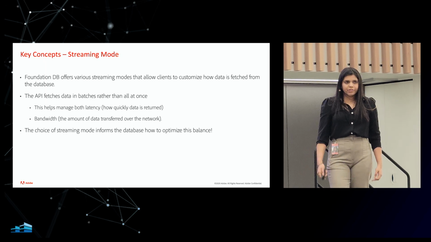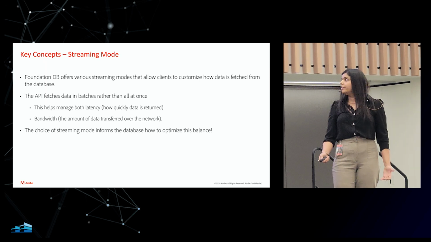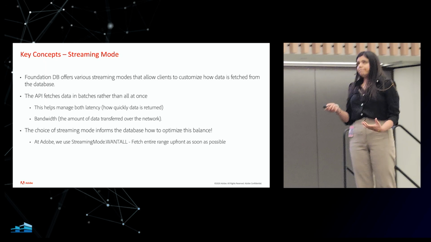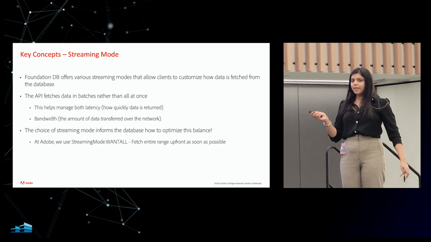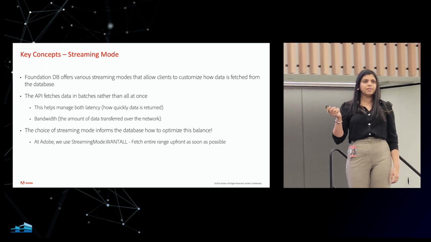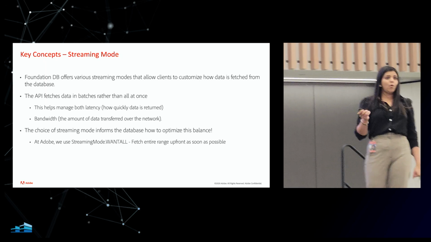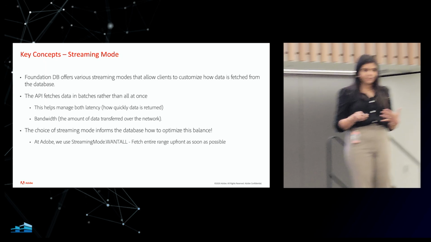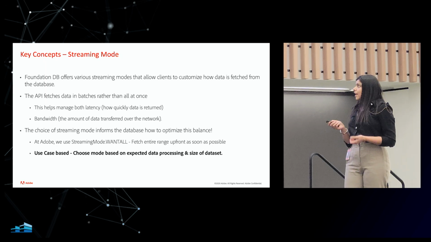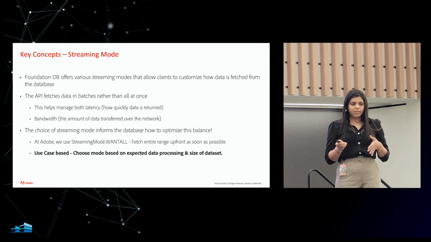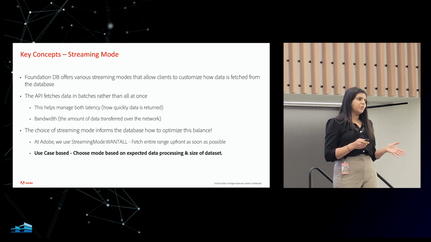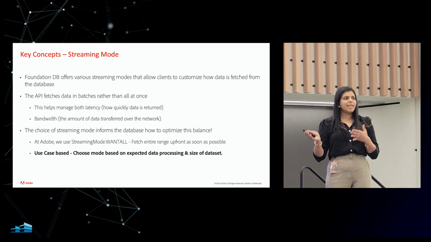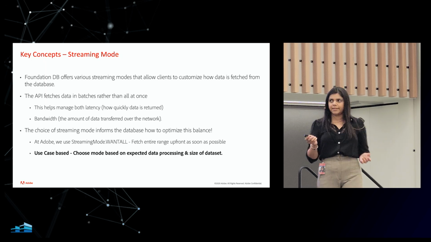And the choice of streaming mode really depends on the use case, and we need to figure out how we want to choose this mode. So at Adobe, in this Spark connector, we are using streaming mode want all. What it does is fetch the entire range of the keys as soon as possible, right? But having said that, for your use case, you have to decide what mode to use. You may not have to use want all, because it depends on the expected data size and also the data processing.